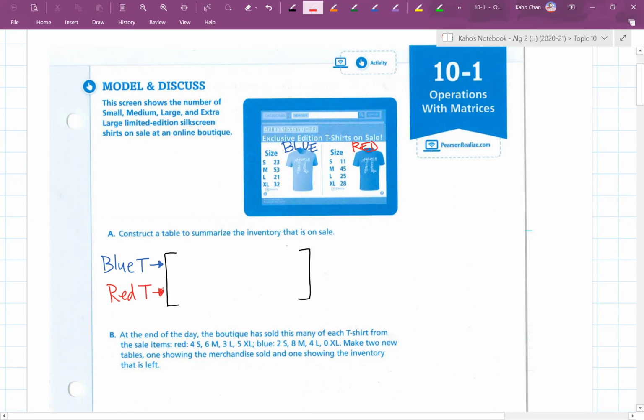The data is on the screen there, and I know it's represented vertically, but I'm going to decide to switch it up and put it into rows here. The blue t-shirt represented by small, medium, large, extra large are, of course, 23, 53, 21, and 32. And likewise for red, I'm going to put that data in the second row.